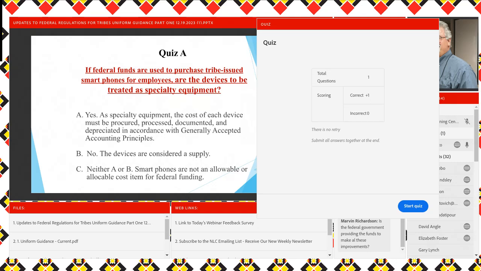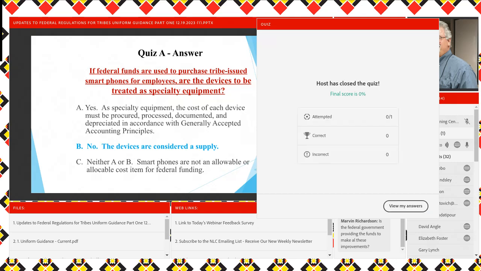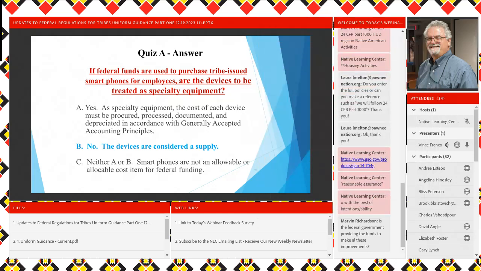We talked about it, right? Smartphones, smart devices. I'm going to keep moving along. Let's take a look. The devices are considered a supply, as I mentioned before. They are a supply these days, unless you've got some kind of outrageous, fancy, very, very expensive one, and then it probably would not be considered a supply anyway, even at the new dollar threshold of $10,000 yet to be approved. But for the most part, those kind of things.